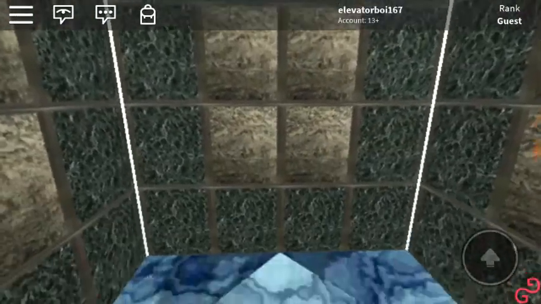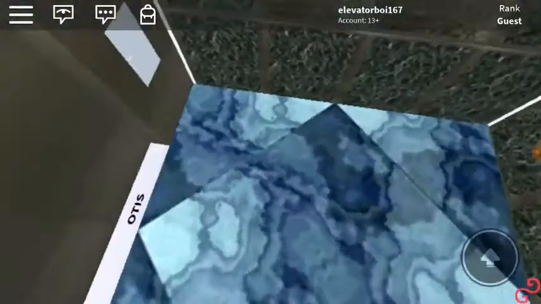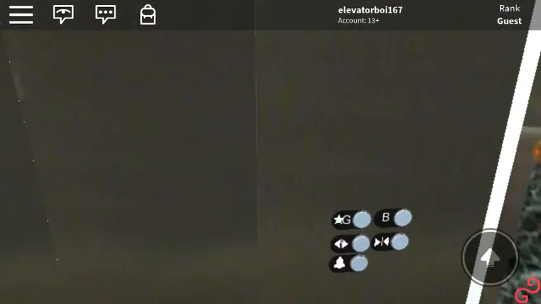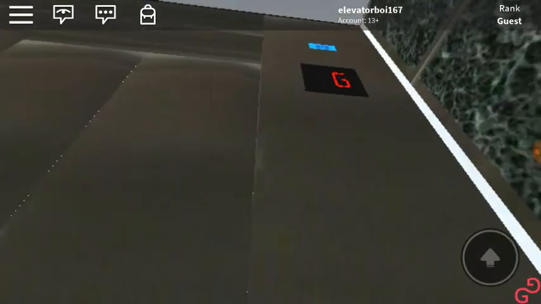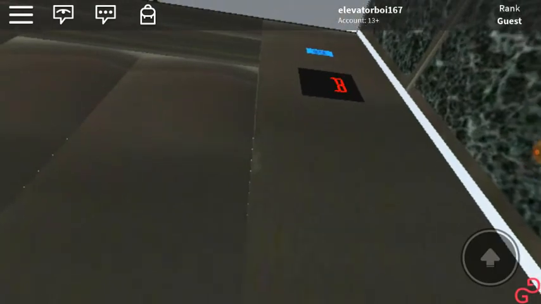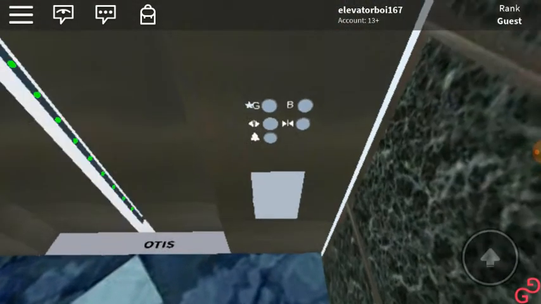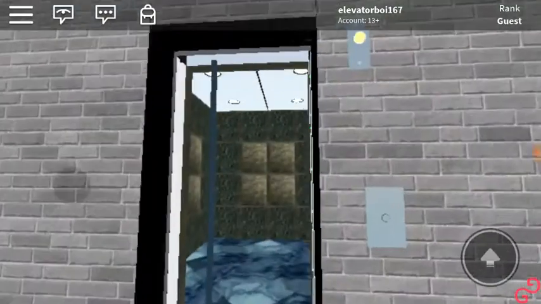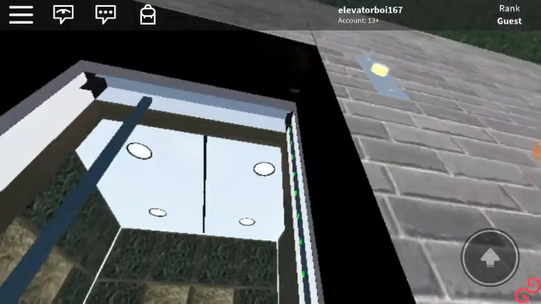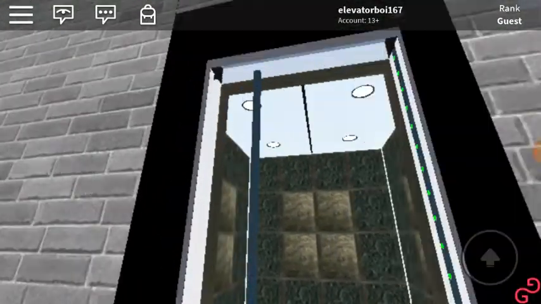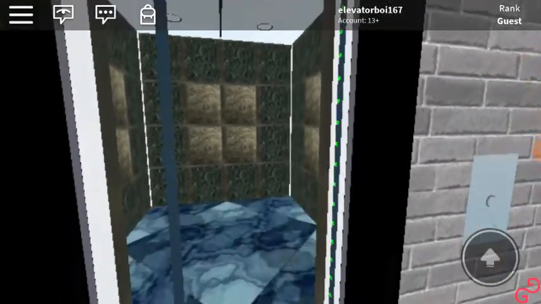Very nice cab. Oh, what? That was weird. G is supposed to be on the right, B is supposed to be on the left. That isn't right. Look at this door frame. Let's see what this door frame. Look at this door frame here. Really, really nice.